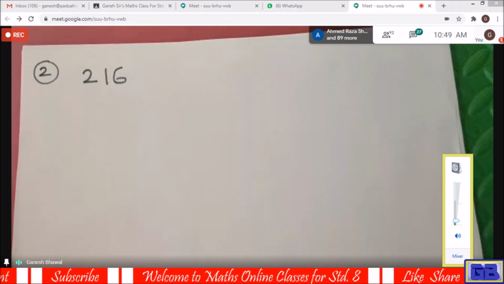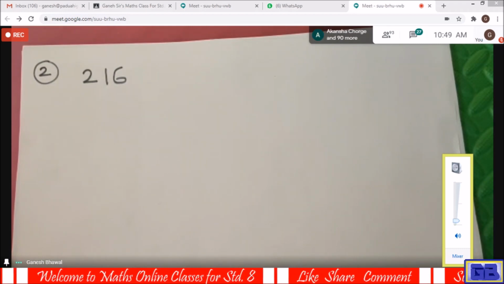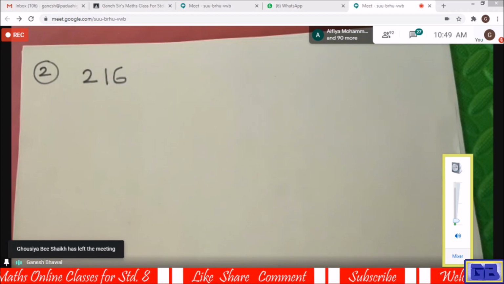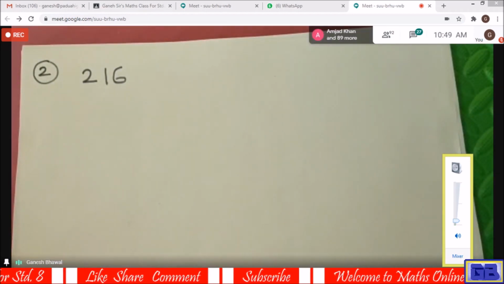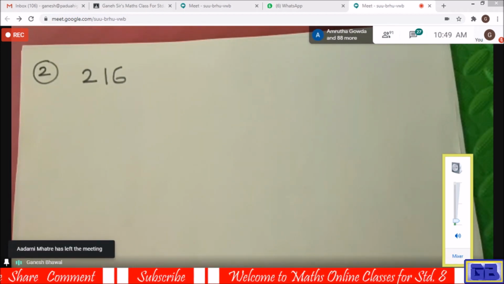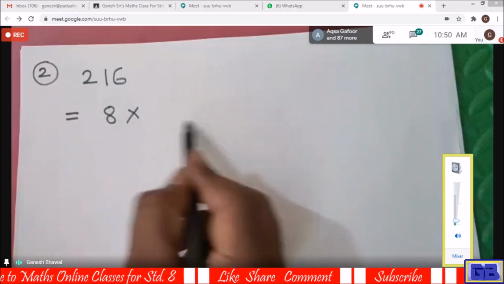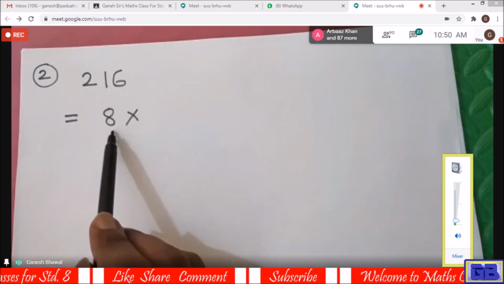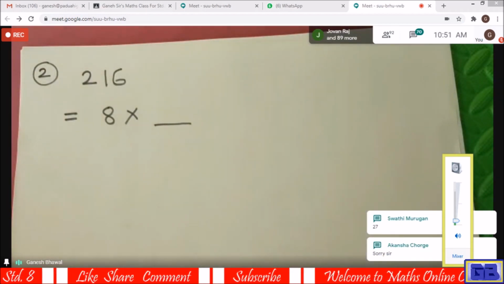Now I am telling you one trick on how to write the factors. Most of the time we start writing with 2 multiplied by, or 3 multiplied by, the number which is given, but for finding a cube root, straight away take the digit 8. I want 8 multiplied by what equals 216. On your right side, divide this number by 8 and tell me the answer. 27, all are typing it, it is the correct answer.